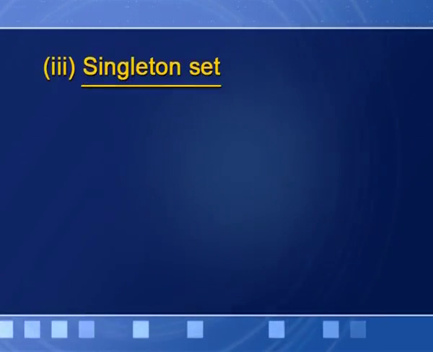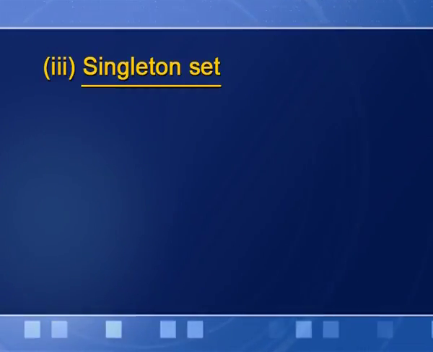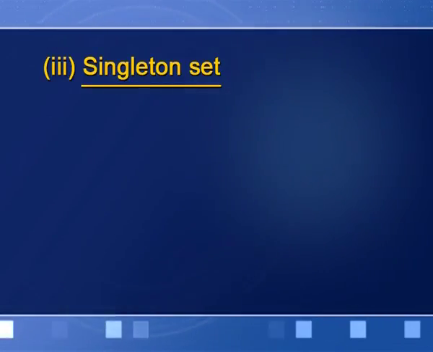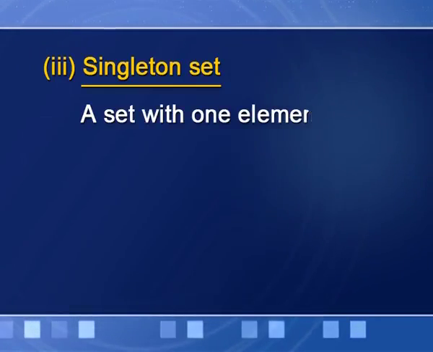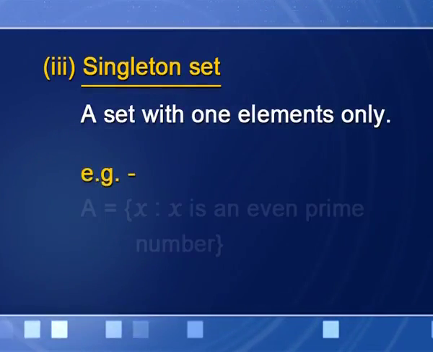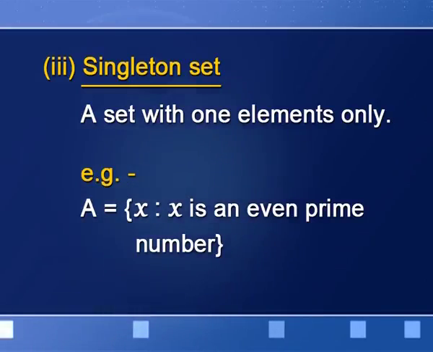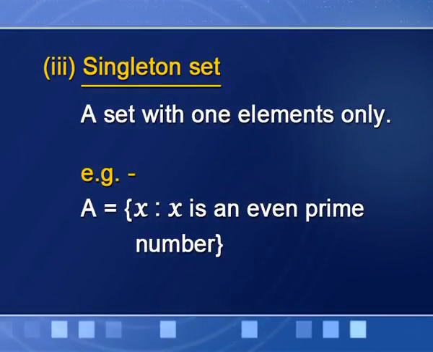Next is singleton set. Now the meaning of singleton set is also very much clear from its name. A singleton set includes one element only. For example, set of even prime numbers. Now we all know that there is only one number possible which is even as well as prime, and this number is 2. 2 is the only number which is even as well as prime. So this set will include only one element. So it is a singleton set.